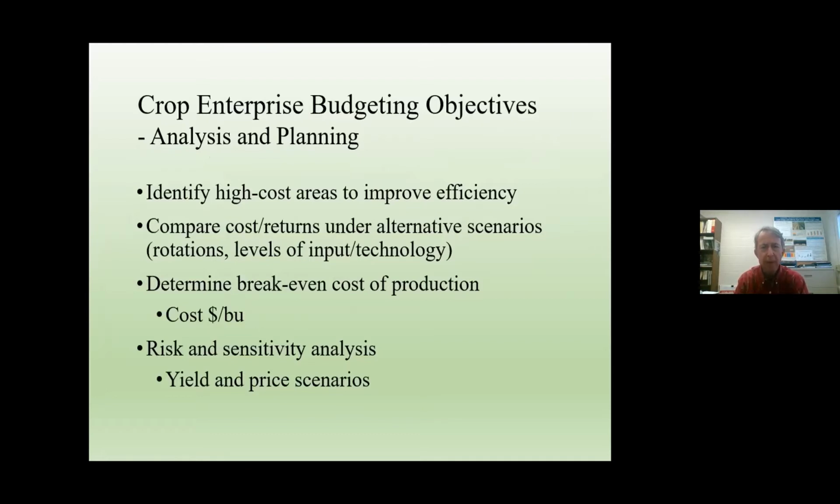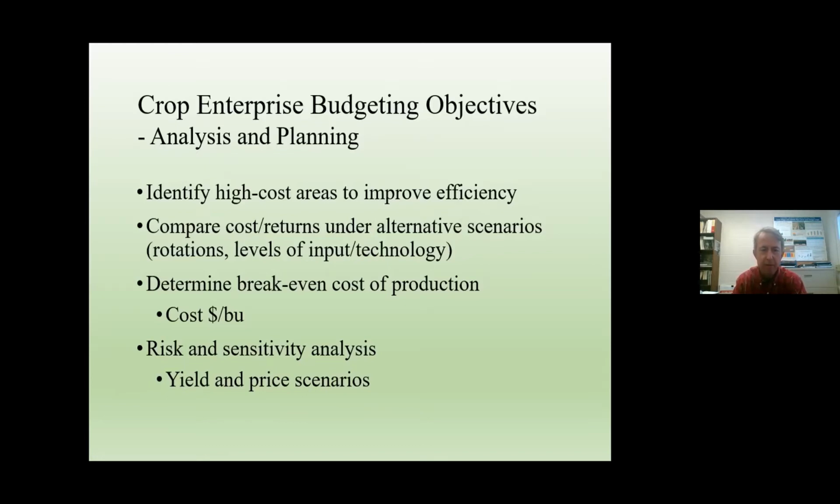So we're talking about crop enterprise budgeting, and what are the objectives? We want to use them for some analysis and planning. Maybe we can identify some high cost areas to help improve our efficiency. We can compare costs and returns under alternative scenarios. For example, how does corn following soybeans look compared to corn after corn? Or maybe adding some inputs like a fungicide or different rates of nitrogen, and making an assumption about how yield would be affected and seeing what the return is there.